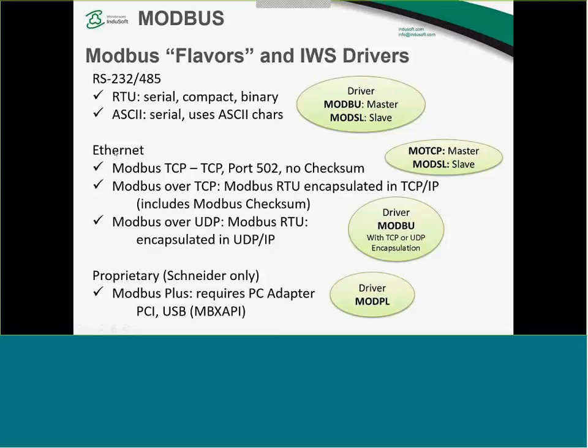Then, as we go to the Ethernet drivers, we have the Modbus TCP. That's the driver that we call MOTCP. That's an implementation of Modbus that goes on TCP port number 502, and it doesn't have the Modbus checksum. Basically, the Modbus TCP is our MOTCP driver. That's by default what to use to talk to most of the PLCs. But there is a very similar option called Modbus over TCP, which is the full encapsulation of the Modbus RTU into TCP/IP. That includes the Modbus checksum. And there is also Modbus over UDP/IP, which is again an encapsulation of Modbus RTU into UDP.